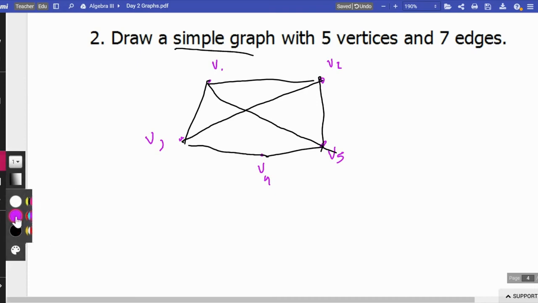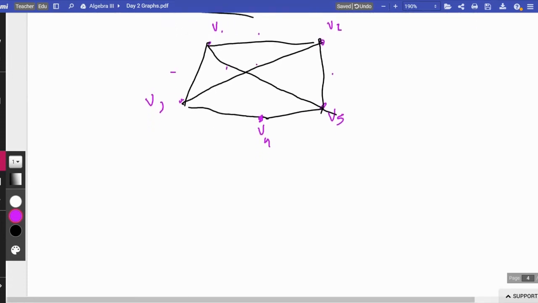So again, this one right here was its own vertex. So you'd have 7 edges: 1, 2, 3, 4, 5, 6, 7. And it's simple because there are no parallel edges and no loops.